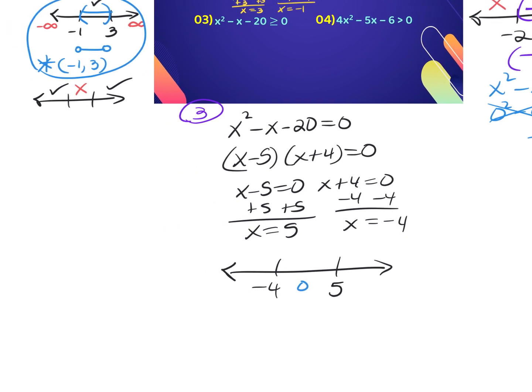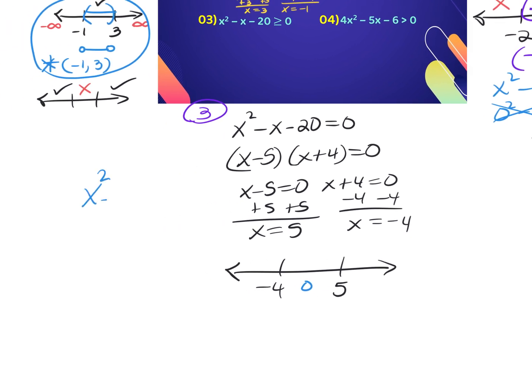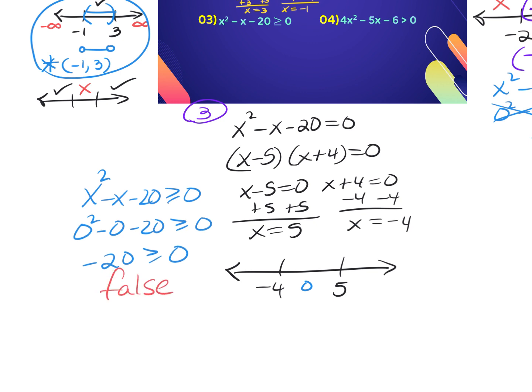So now when I plug in to my original problem, the x squared minus x minus 20, I'm going to see if I get a true or a false statement. 0 squared minus 0 minus 20 greater than or equal to 0. This ends up giving me negative 20 greater than or equal to 0. Notice this is a false statement, so the section that has the 0 gets an X. And then the two sections on either side, they get the check marks. Because again, it's always going to be a pattern. X check, and you can just repeat the pattern.